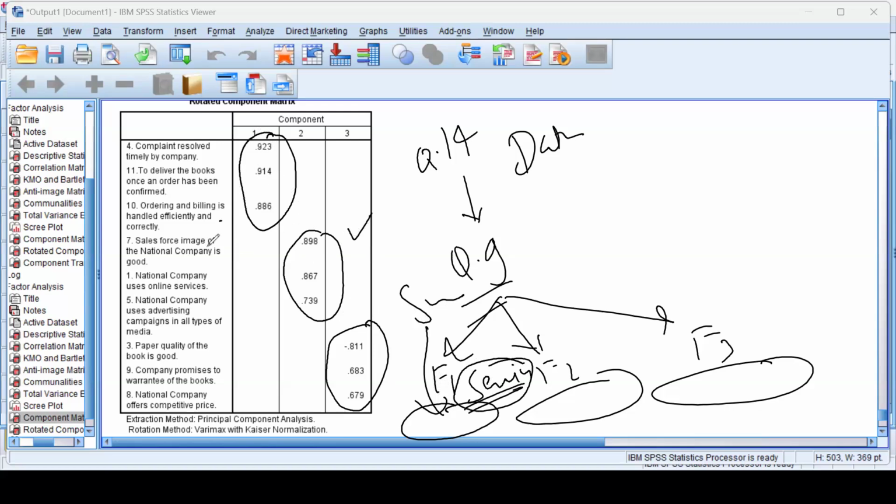Next, summarization of 3 items: Salesforce image, national company online service, advertising. So these questions are related to, this is my understanding, marketing, but you can give another name. It's a researcher's choice to give the name. Same as paper quality book, company promise book, warranty, national company competitive pricing. So this is product value. So this is the purpose, and then you can write a good research paper.